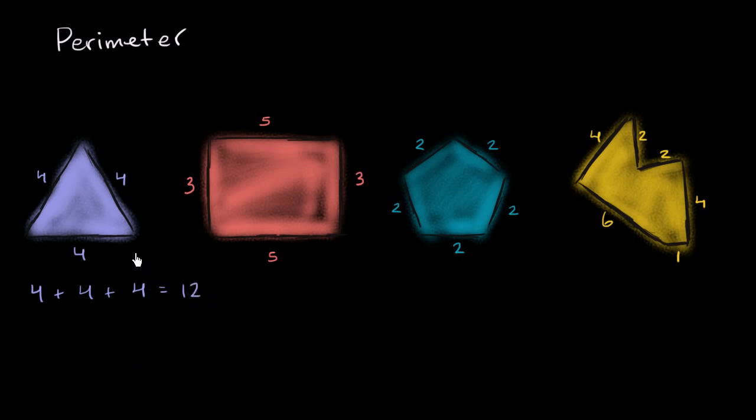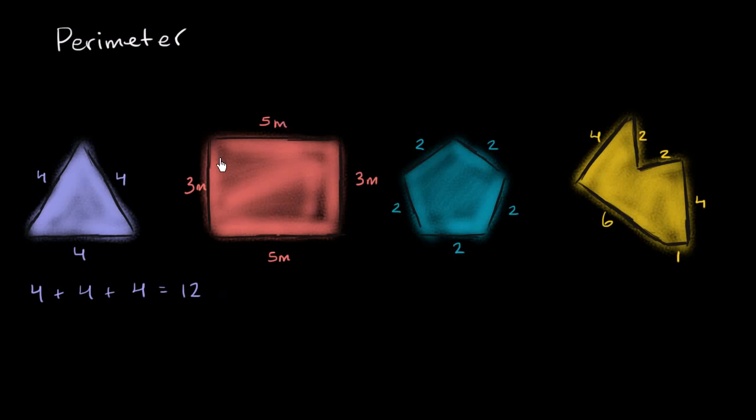Now I encourage you to pause the video and figure out the perimeters of these three figures. Well, it's the exact same idea. We would just add the lengths of the sides. So let's say that these distances are in meters. So let's say that this is 3 meters, and this is also 3 meters. This is a rectangle here. So this is 5 meters. This is also 5 meters.